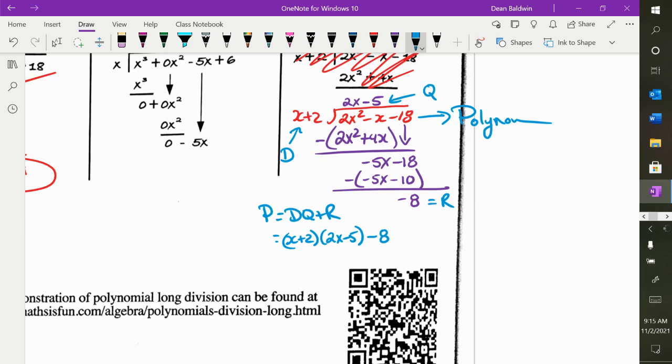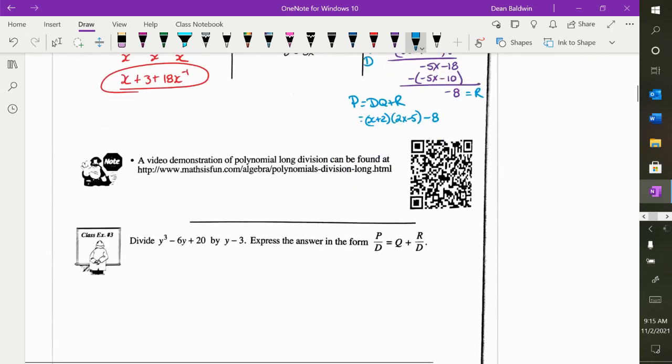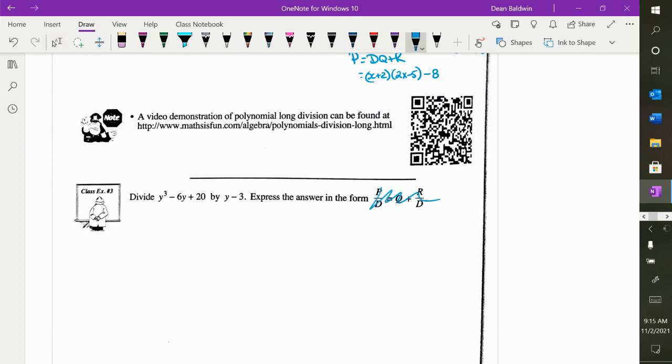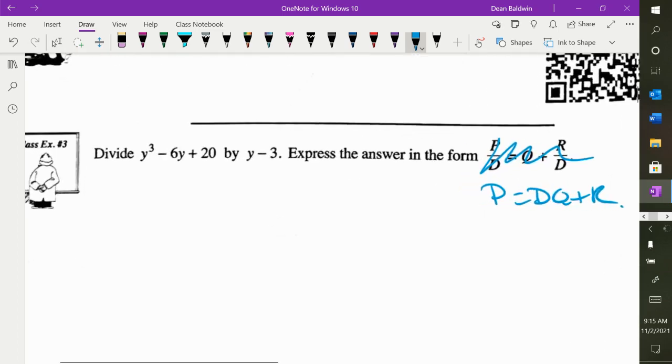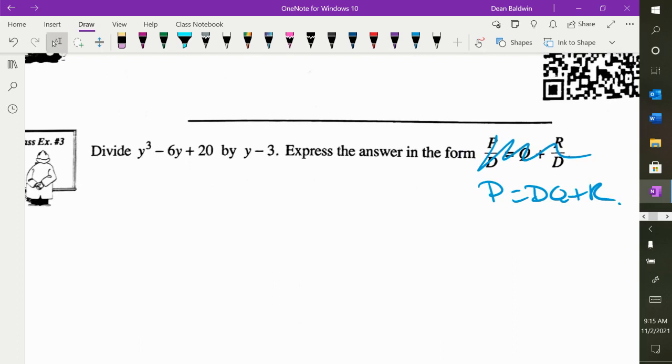All right, let's do another one. This is just about practicing this. So we're going to do this one at the bottom. We're not going to write it as this. We always write it as dq plus r. We're going to divide y cubed minus 6y plus 20 by y minus 3. What's my divisor? Y minus 3. Now, don't write anything yet inside the division sign. Or if you did, stop or erase it for a sec.